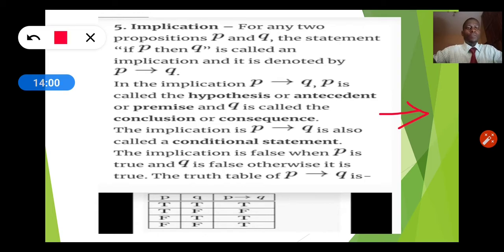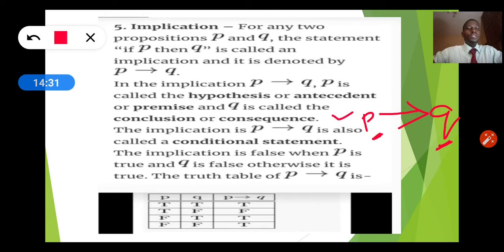Okay. Now, if you take notes, the one that comes before is called an antecedent. The statement that comes before the other one, this P, is my antecedent, or we call it premise, hypothesis, or antecedent or premise. While we call Q the conclusion or consequence. It is all part of the notes we have there.